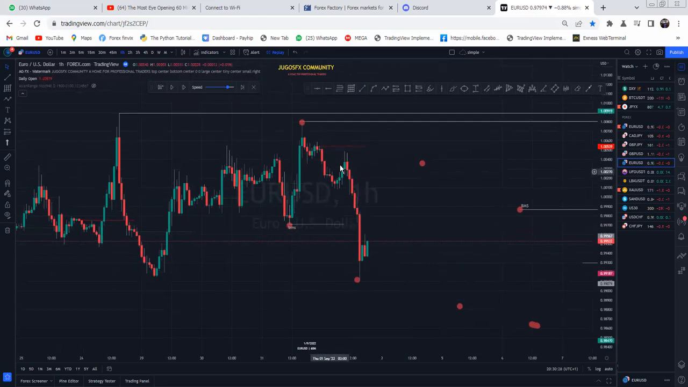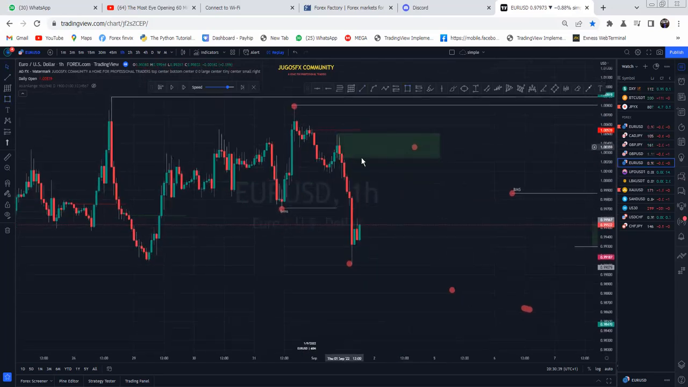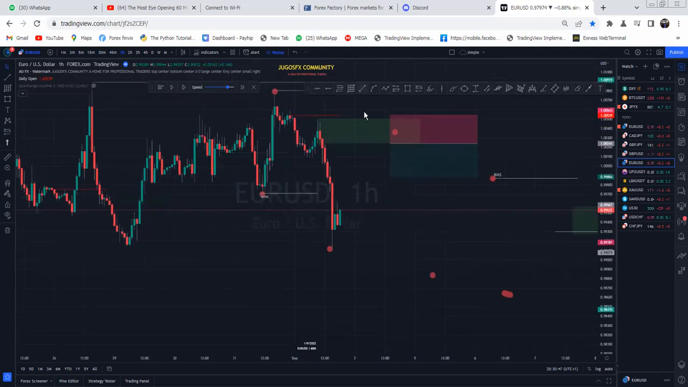Now, where did the sponsorship start before this break of structure? Where is our order block? This is the last up candle here. This is our order block. All right. So when I mark that order block, I put my entry on it, put my stop loss above the order block. Now, where will my take profit be?